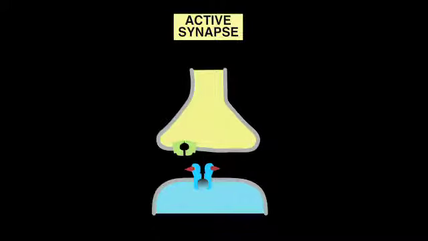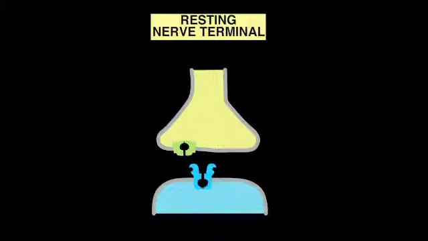The neurotransmitter is quickly removed from the synaptic cleft, either by enzymes that destroy it or by reuptake into the nerve terminals or neighboring glial cells.